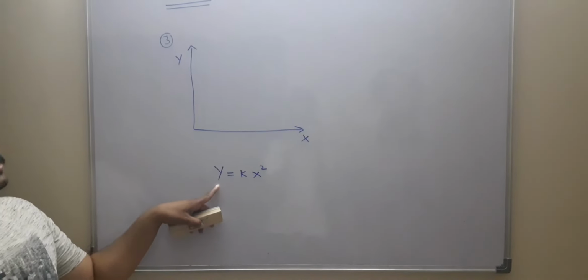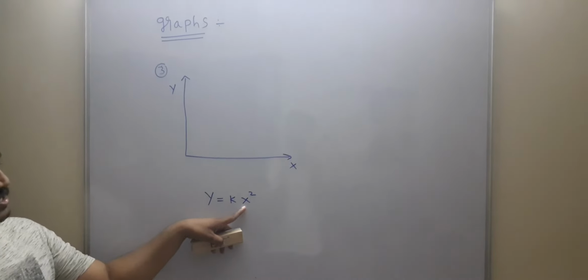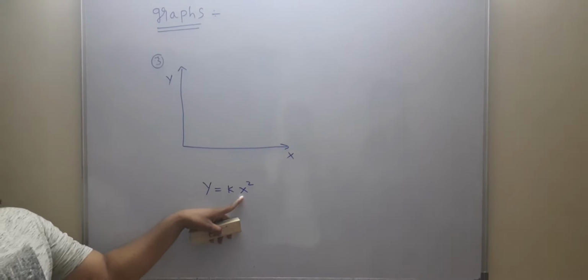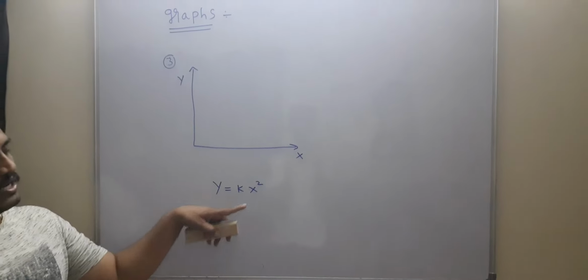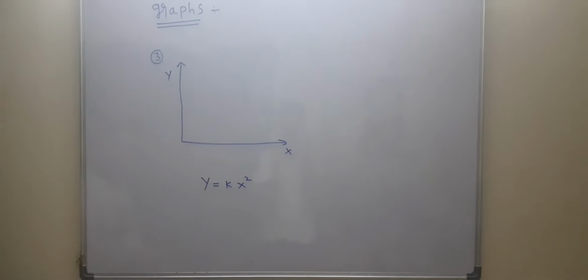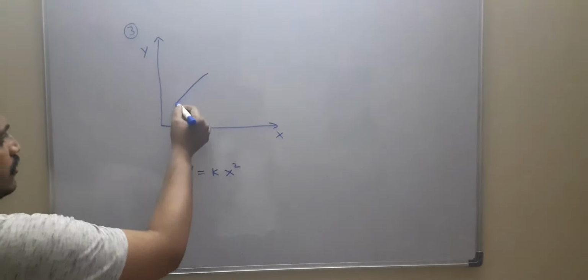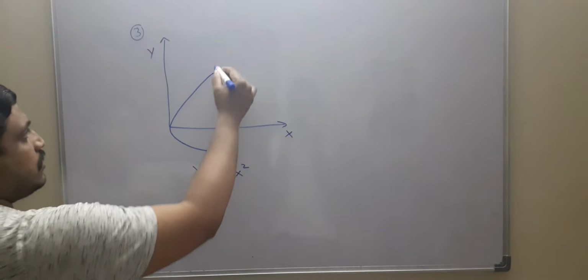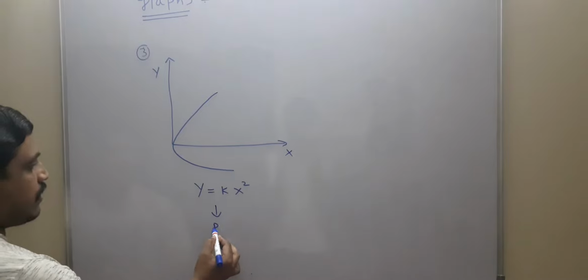Y is physical quantity taking on y-axis. X is the physical quantity taking on x-axis. The final equation we get, y equal to kx square. The graph shape is here, Nana. This equation in mathematics is called a parabola.